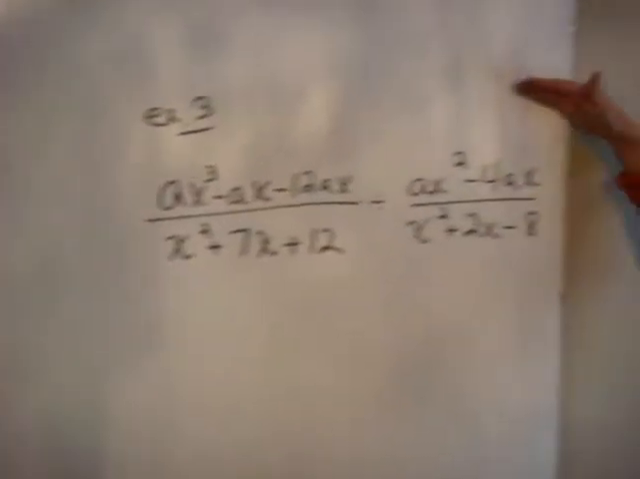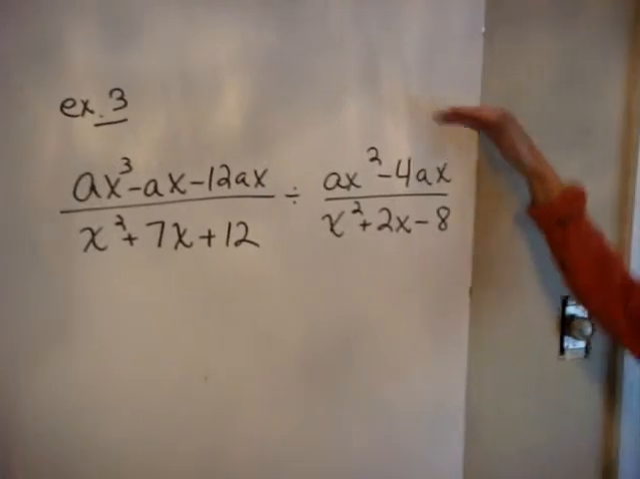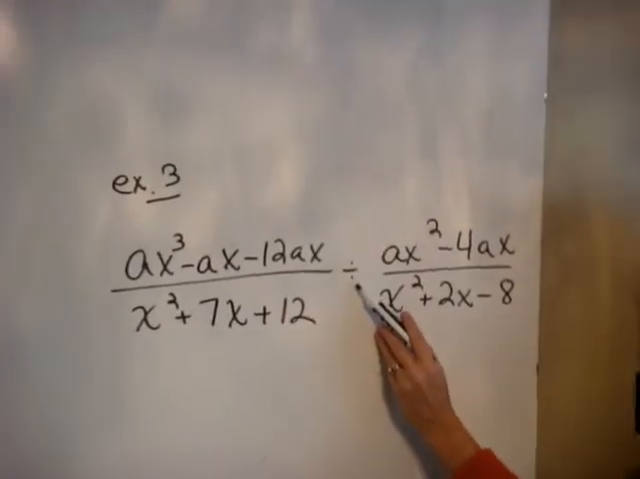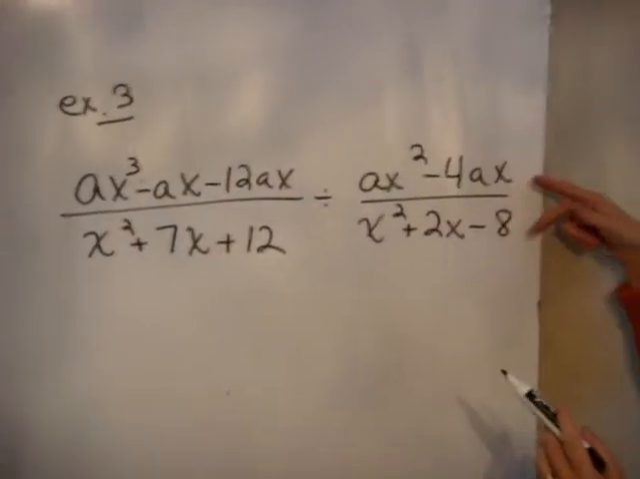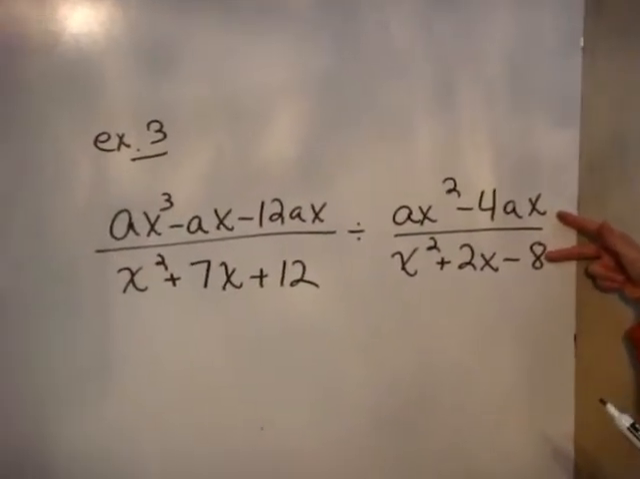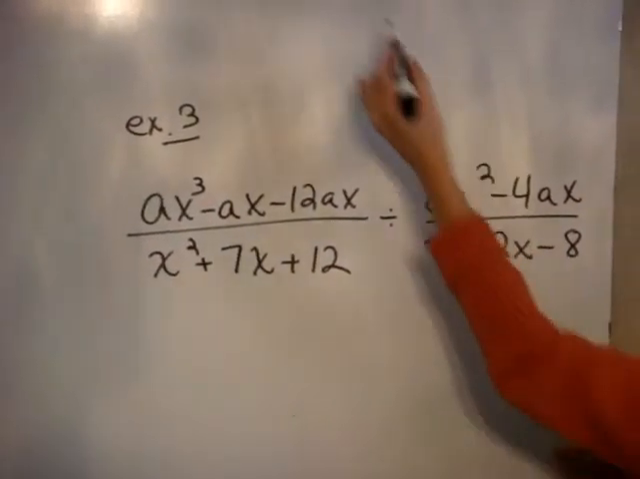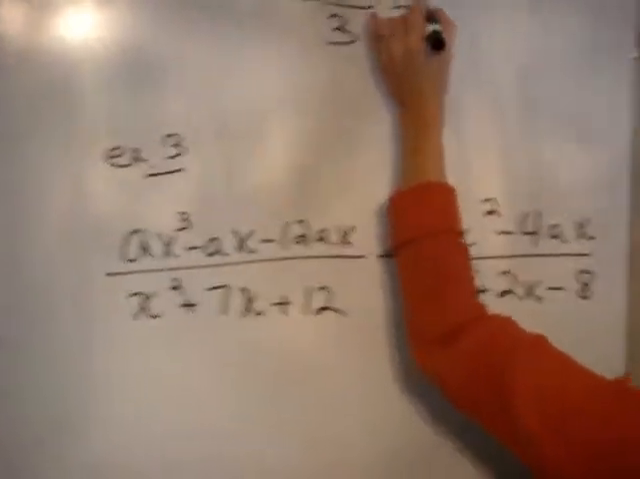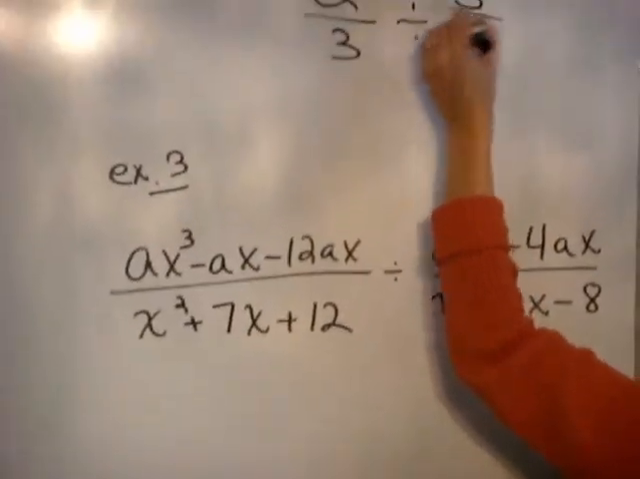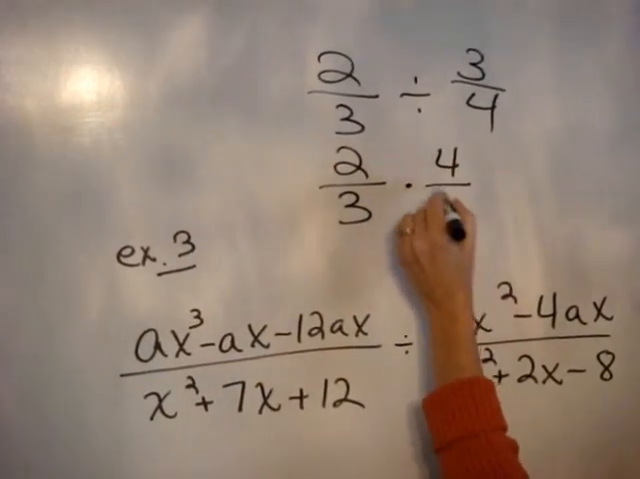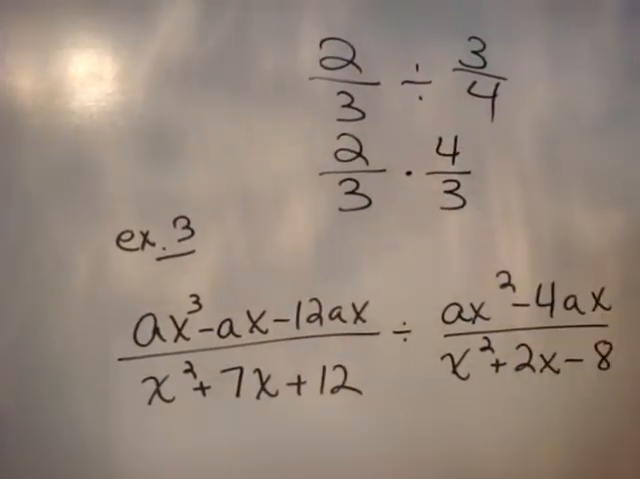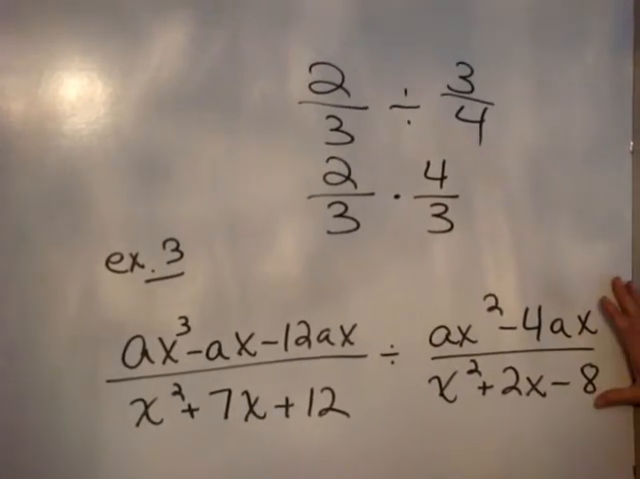And this is our last problem. This is the same as our first one, except you'll notice that it's a division problem. So before you can do this one, you need to flip the second one and multiply, just like you used to do when you did fractions like 2/3 divided by 3/4. You would just do 2/3 times 4 over 3. You would flip the second one and multiply. So that's all we're going to do.